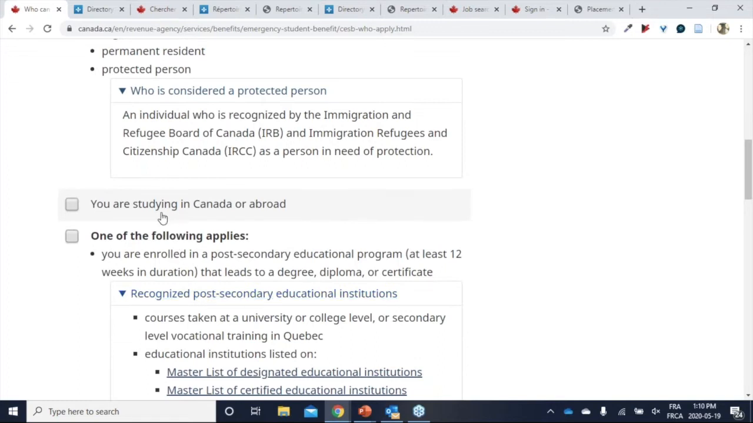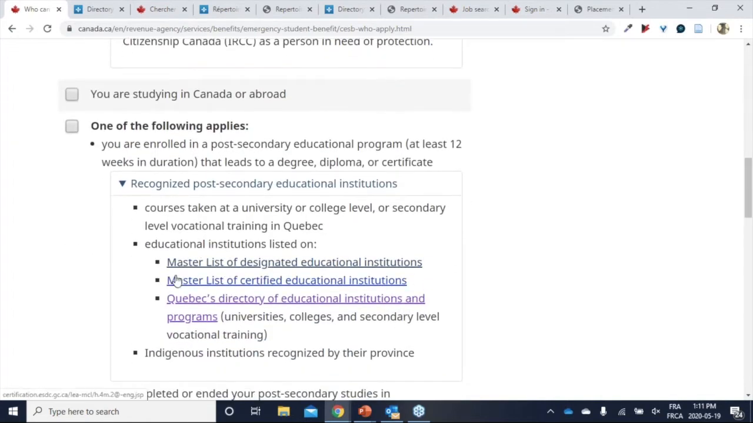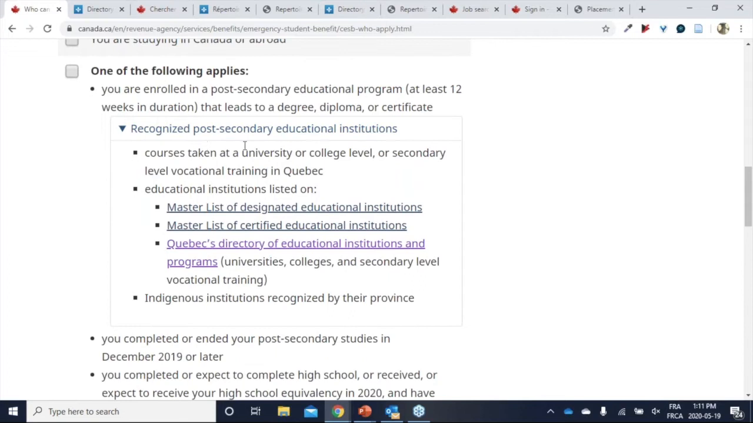Students who are in Canada or abroad are eligible for this benefit. For example, if you're a Canadian student on a foreign exchange, you can still receive this benefit as long as you are registered with a recognized post-secondary educational institution. So you have to be enrolled in a post-secondary educational program of at least 12 weeks in duration that leads to a degree, diploma, or certificate in order to be eligible for this benefit. You have to attend a recognized post-secondary educational institution.